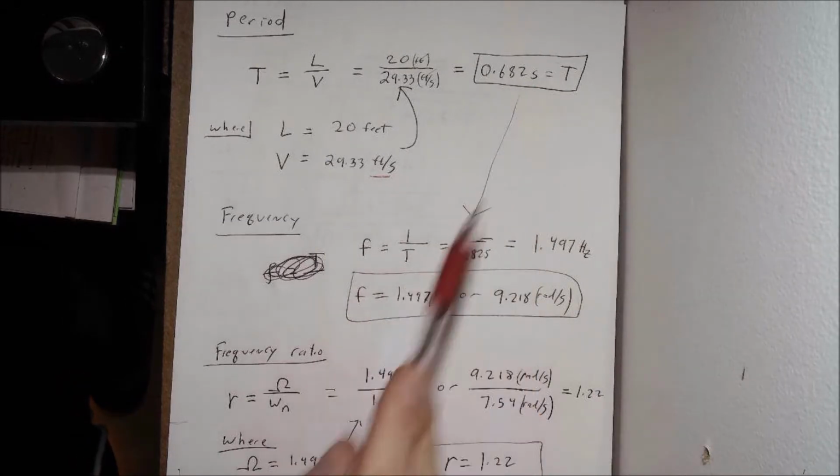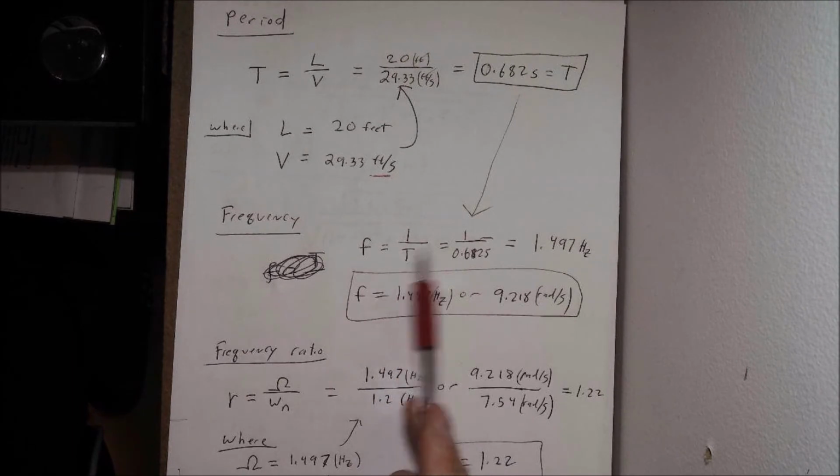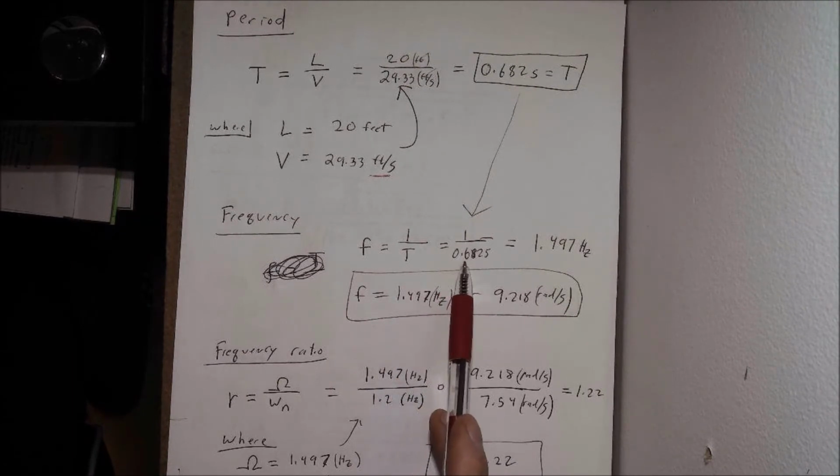So then if we want to go from period to frequency, we have the inverse relationship. So f is equal to 1 over T, 1 over our period. So we put in 1 over 0.6825.